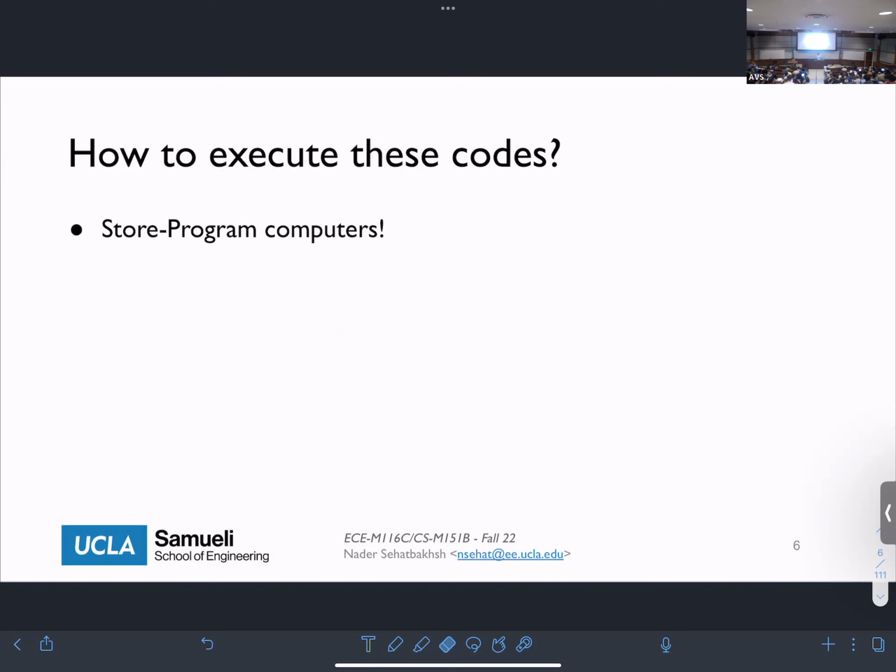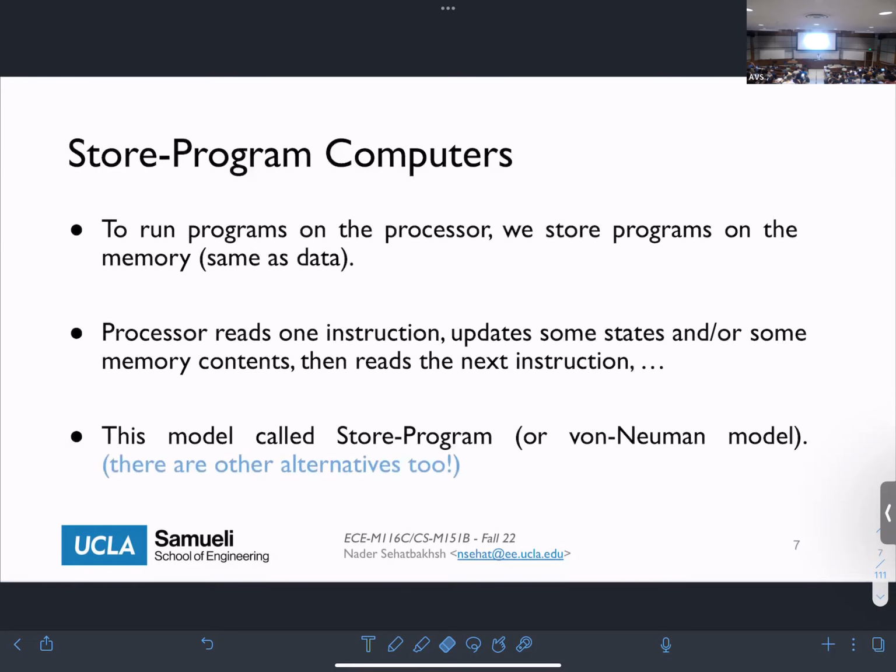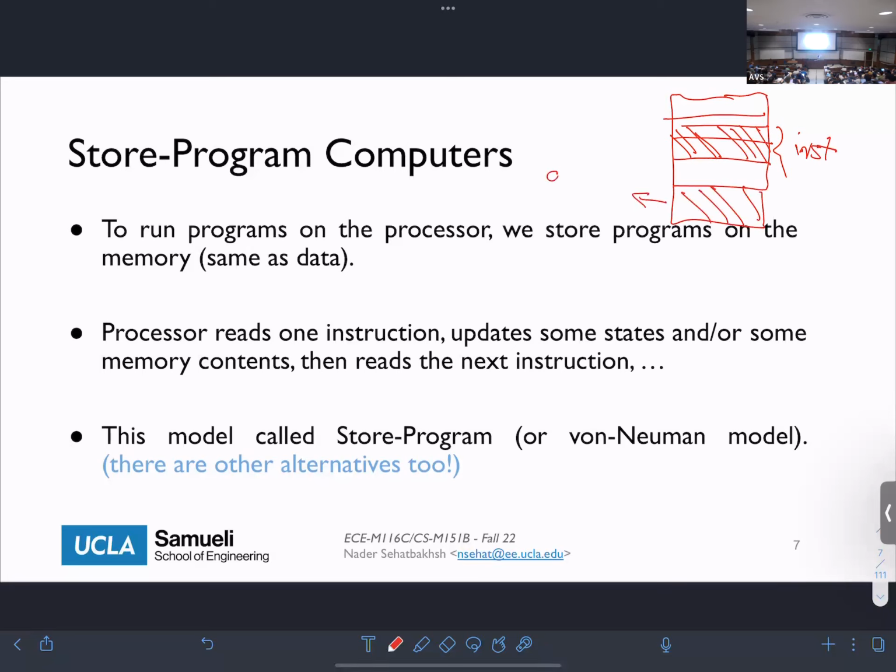We said that we are using stored program computers. To give you a little bit more background, we assume that the program is nothing different than the data that we have. If you think about our memory as lines, byte by byte, some locations in this memory are for instructions, and some of these would be, for example, data. In terms of storing things, there is no difference between what is instruction and what is data.